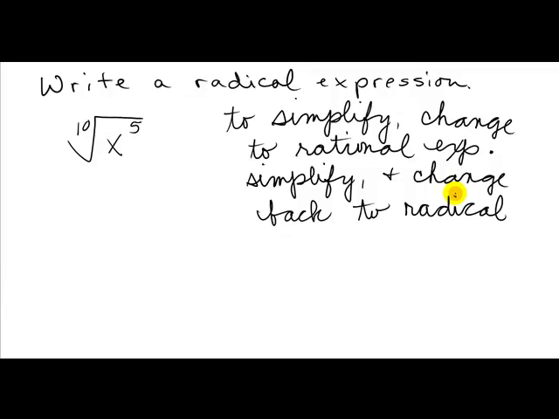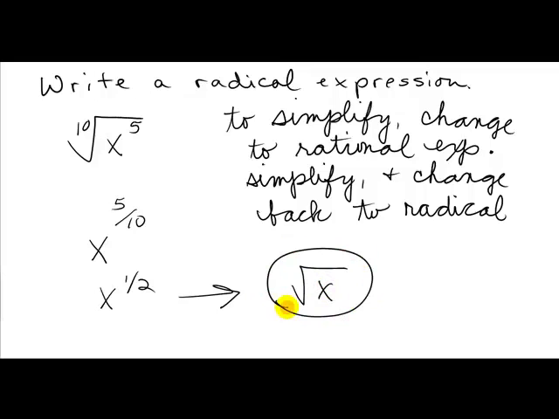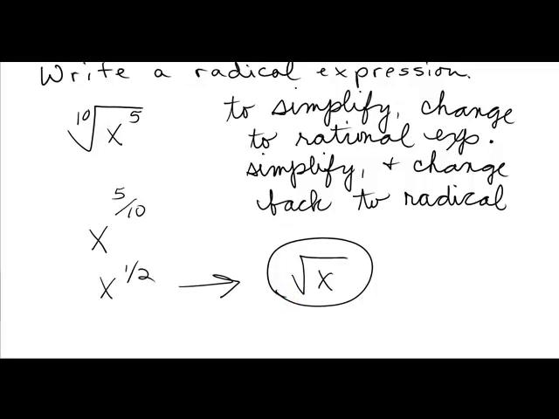So in this situation, I'm going to have x, my fraction or my rational exponent. Remember, the 10 is the root. And then when I simplify that, and then I change it back to a radical, I end up with the square root of x. So again, pay attention to those directions. Be very careful with those.